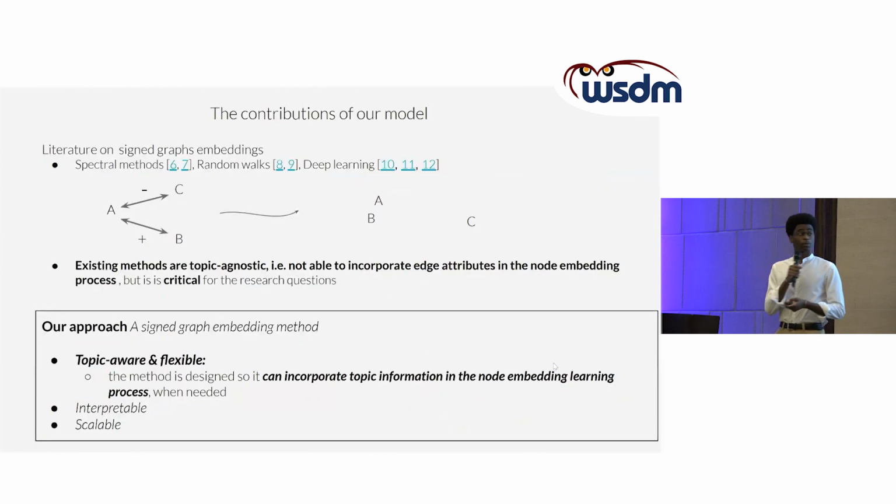So we're going to build the model. In the literature on signed graph embeddings, all the existing methods are not able to actually capture edge attributes in the learning process. So this is going to be the contribution of our work, and we're going to propose an approach that is topic aware, flexible for edge attributes, interpretable and scalable.